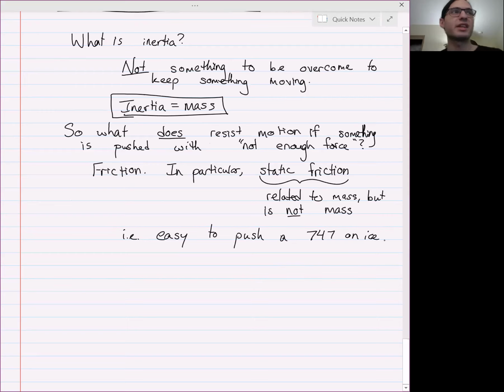The reason for that is that the other factors in computing static friction, things like how slippery an object is, play a role. It makes it a lot easier to push something because ice is slippery, whereas it would be a lot harder to push something on concrete or rubber flooring.